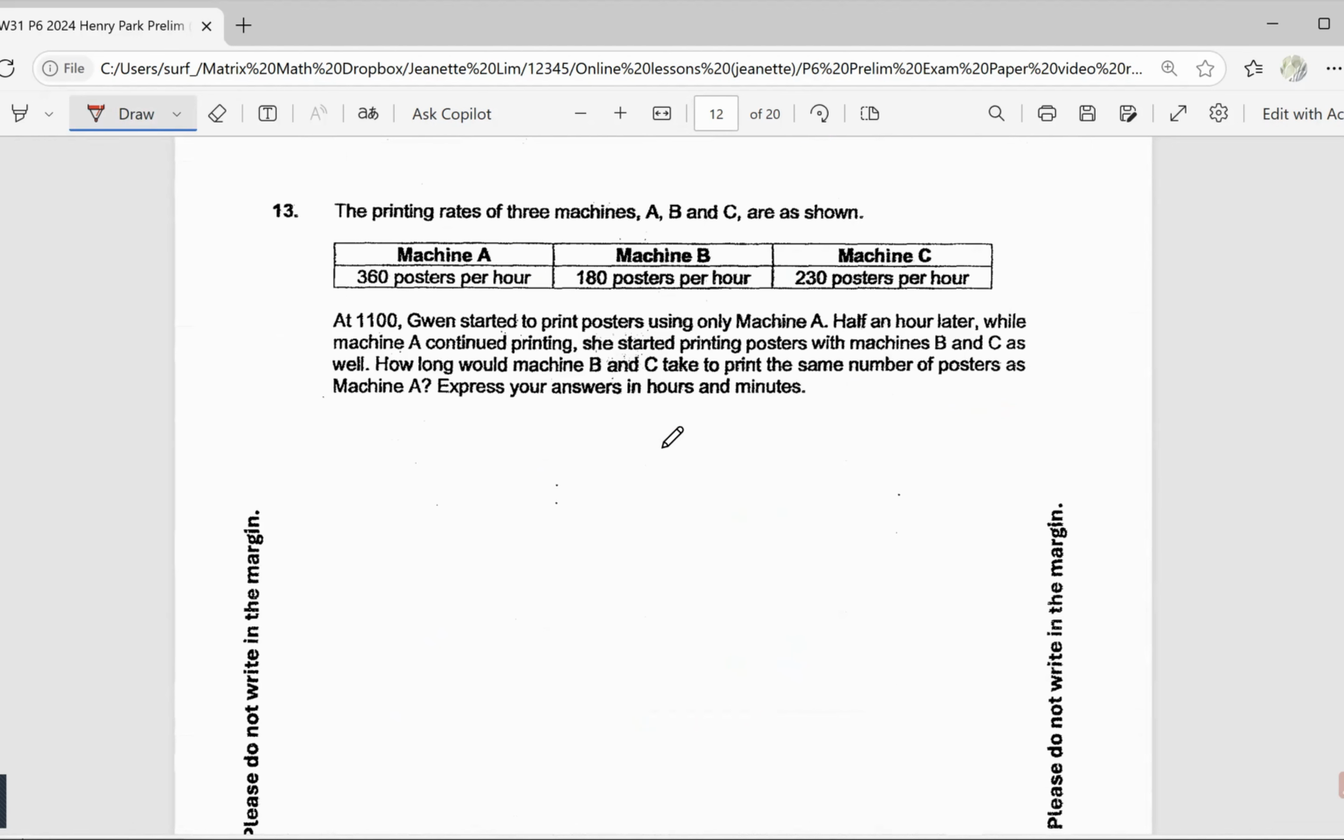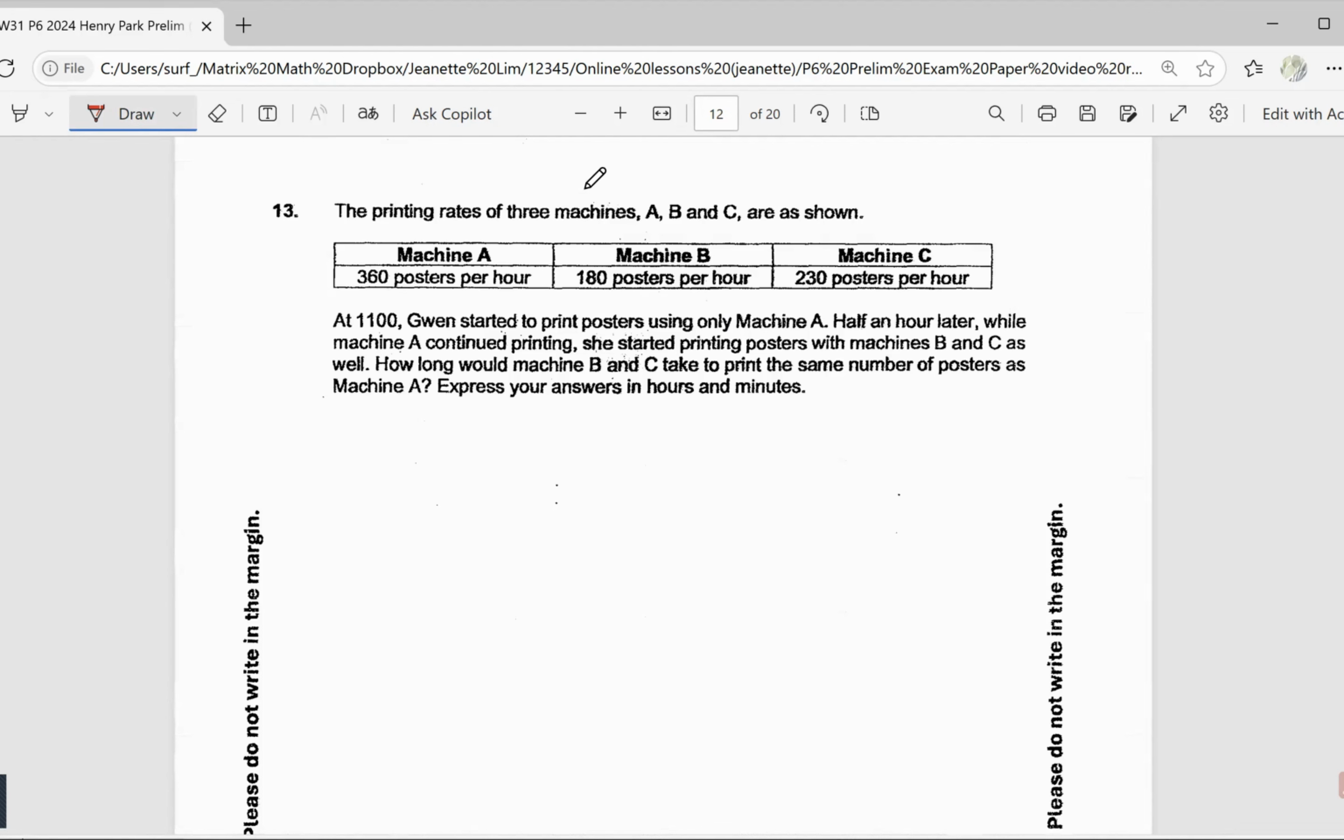Question 13, the printing rates of 3 machines A, B, C are shown. At 11 o'clock, Gwen started to print posters using only machine A. Half an hour later, while A continued printing, she started printing posters with B and C as well. So how long would B and C take to print the same number of posters as A? Express your answer in hours and minutes.